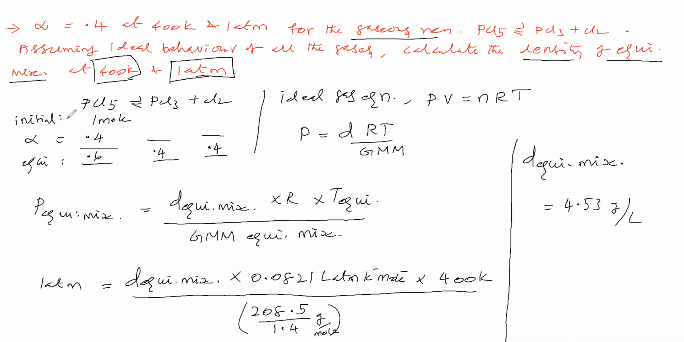Initially, we took 1 mole of PCl5. Why can't we take an unknown number of moles of PCl5? We took 1 mole and got the answer. If we take unknown moles, can we get the answer? That we will check. Suppose we take x moles of PCl5. How much will be dissociated? 0.4 times x moles of PCl5 will be dissociated.